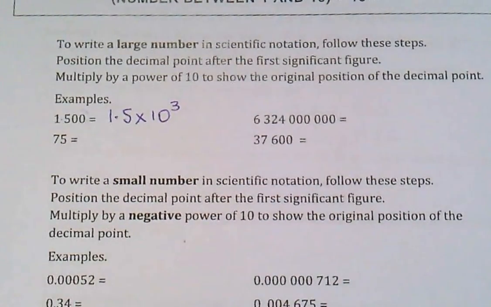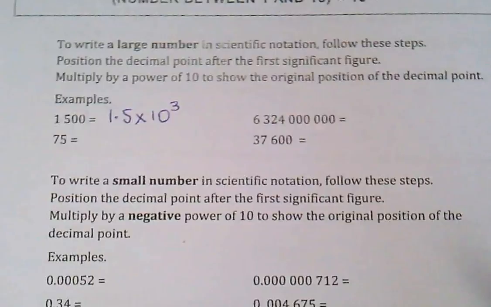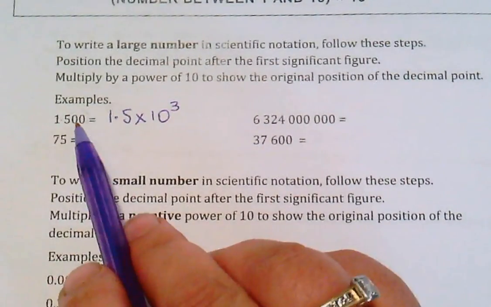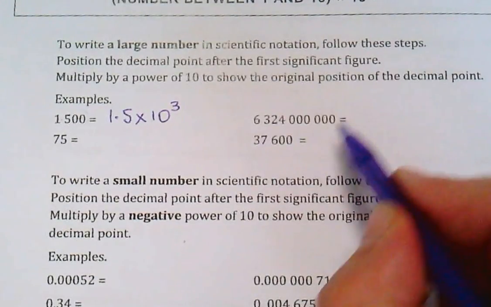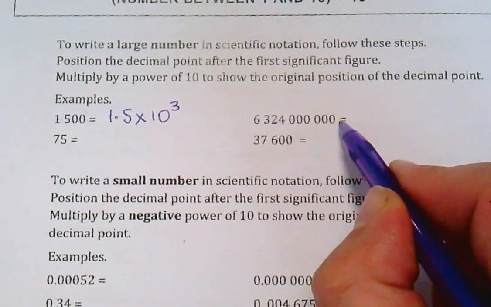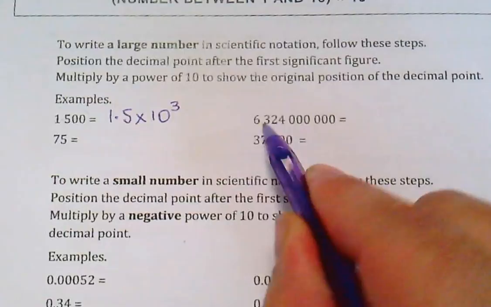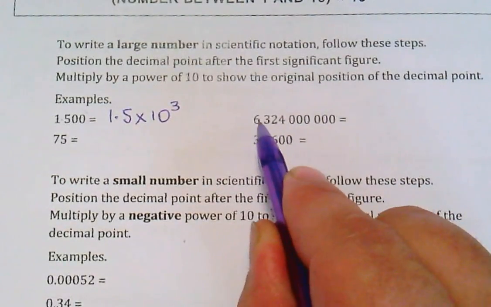It's a positive power. You look at the original number. Is that a big number? Yes. That's 1,500. It's a big number. It has a positive power. So you put your decimal point at the end and you see how many jumps.